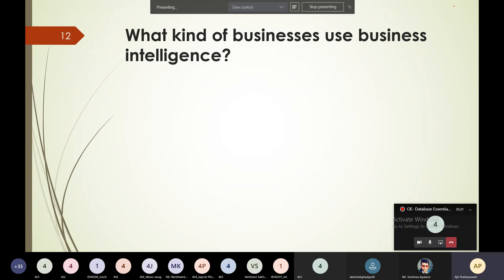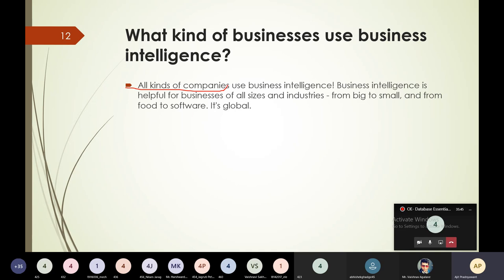Next is, what kind of businesses use business intelligence, or in which business can you make use of business intelligence? The simple answer to this is all kinds of companies. In every company, you can make use of business intelligence. BI is helpful for businesses of all sizes and industries, from big to small, and from food to software, and it's global.